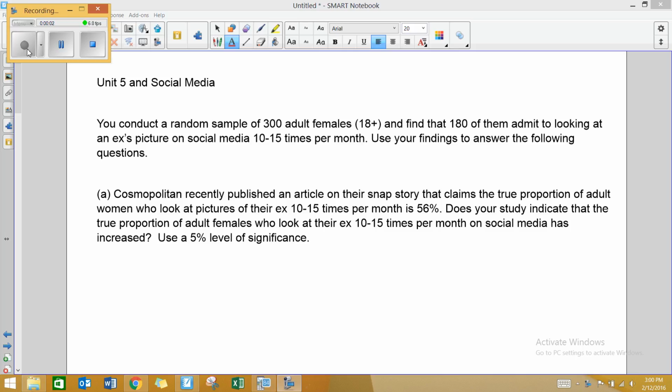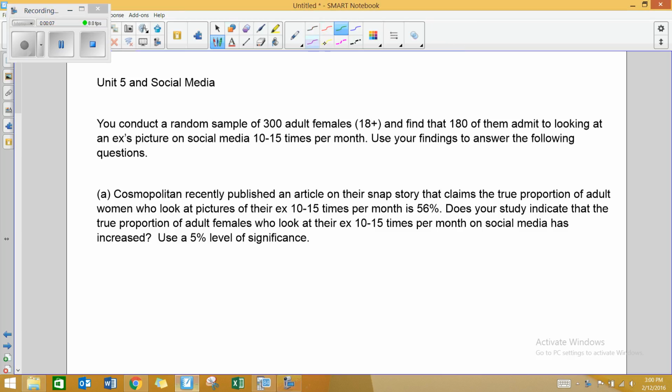So we're talking about a sample of 300 adult women who have looked at a picture of an X on social media 10 to 15 times per month. 180 of them admitted to it, so that gives us our p hat, which I'll jot down nice and big up at the top, of 0.6, so 60%. Says Cosmo published an article and they claim that 56% of women admit to doing this. So does our study indicate that the true proportion has increased?